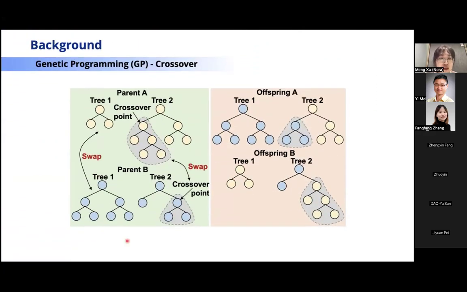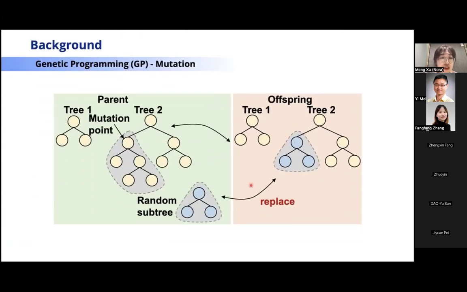And here is an example of the crossover process. As we have parents A and B, we randomly select a crossover point and we swap the subtree at the crossover point. We will get two offspring. And here is an example of mutation. Similarly, we need to randomly select a mutation point, and then we randomly generate a subtree to replace this mutation point. And finally, we will get an offspring.